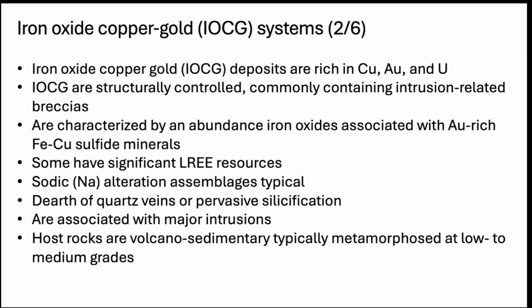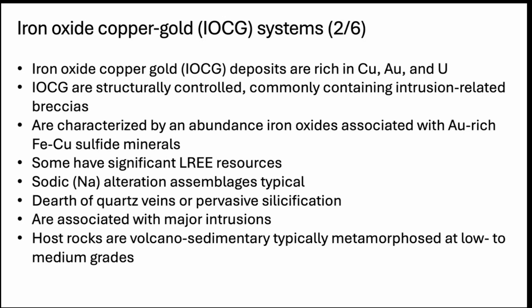Okay, so IOCGs are really interesting because they're rich in copper, gold, uranium, and iron, obviously. But from an economic perspective, copper, gold, and uranium. They're structurally controlled, and they commonly contain intrusion-related breccias, speaking to the sort of magmatic hydrothermal aspects. They're characterized by an abundance of iron oxides associated with gold-rich and iron copper sulfide minerals. But what's really interesting about them is they're much less sulfur rich than, say, porphyry copper deposits, which we'll talk about subsequently.